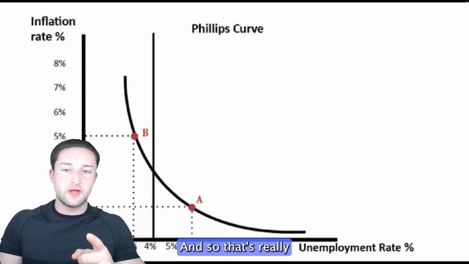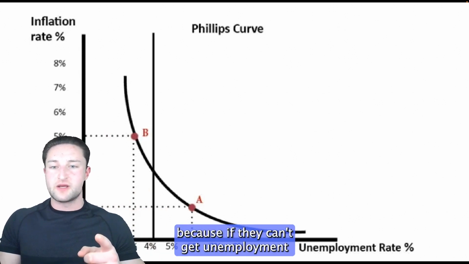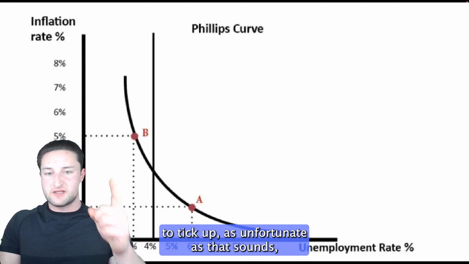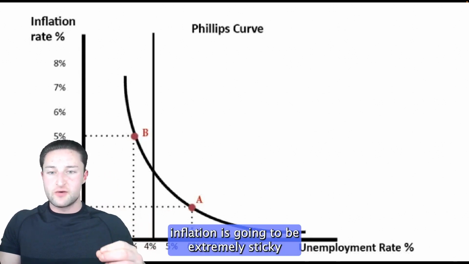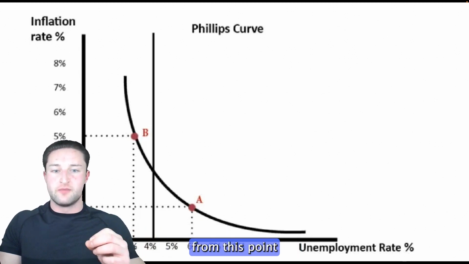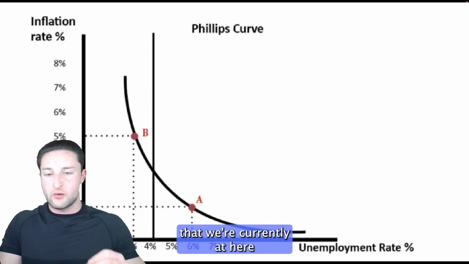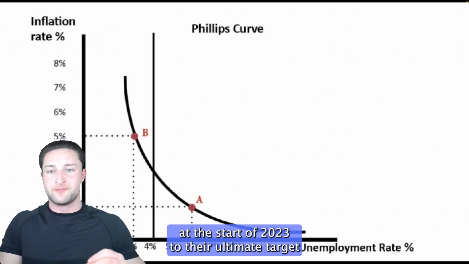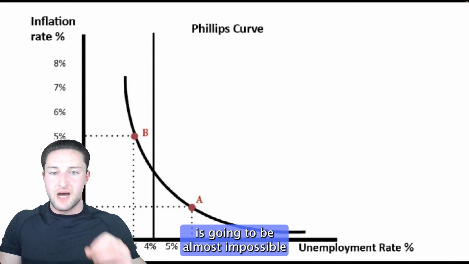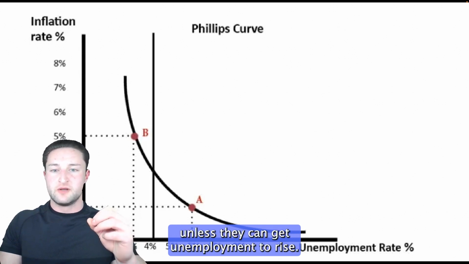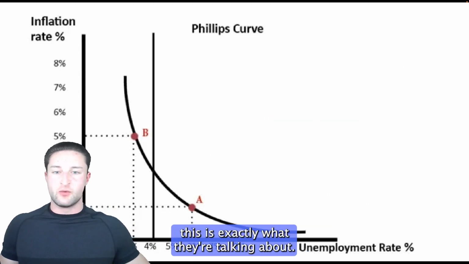And so that's really what remains a big topic here and a troublesome data, because if they can't get unemployment to tick up, as unfortunate as that sounds, inflation is going to be extremely sticky from this point on where we're at and moving forward. To get down from this level that we're currently at here at the start of 2023 to their ultimate target rate of 2% is going to be almost impossible unless they can get unemployment to rise. So as I'm sure everyone's heard the term entrenched, this is exactly what they're talking about.